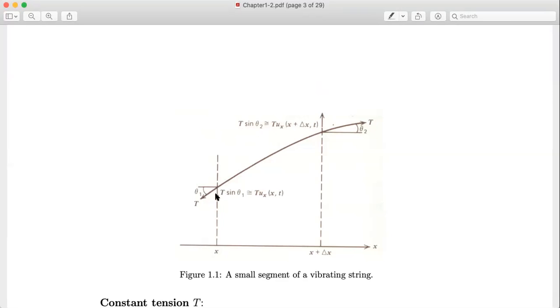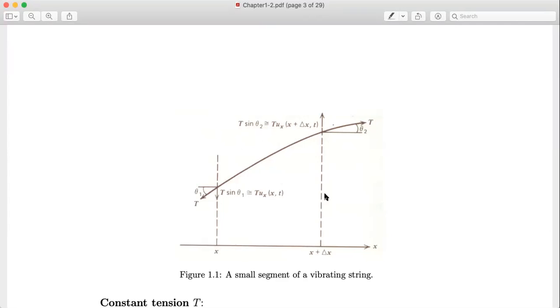And similarly, this will be T sine theta 1, but in the negative y direction. When theta 2 and theta 1 are less than pi over 2, we consider them to be small. Okay, so the net force acting on this segment will be T sine theta 2 minus T sine theta 1, and it has to be equal to the mass, which is rho, the mass per unit length, times delta x.